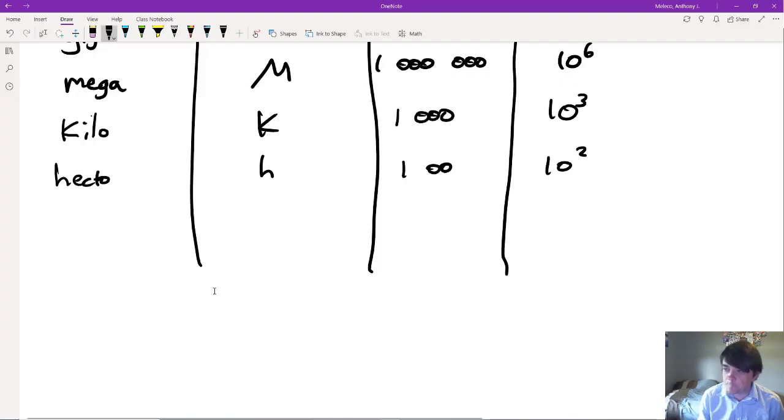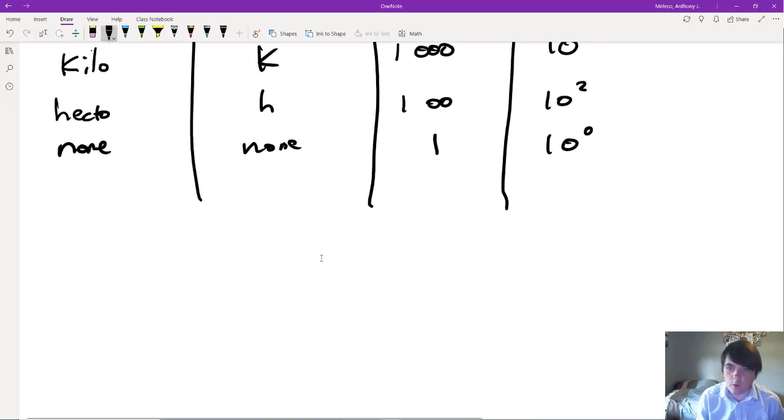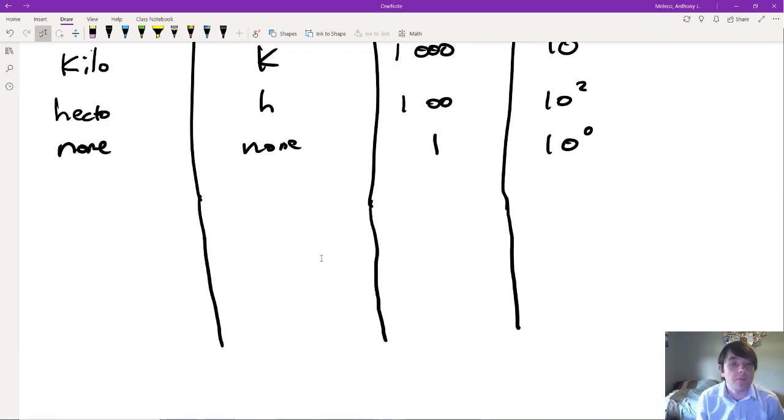Then you have your base, which is none. This is just your base, so this would just be 1 or 10 to the 0, okay? You just wouldn't put a prefix if you wanted to say 1 meter. You would just say a meter, you wouldn't put any prefix there.